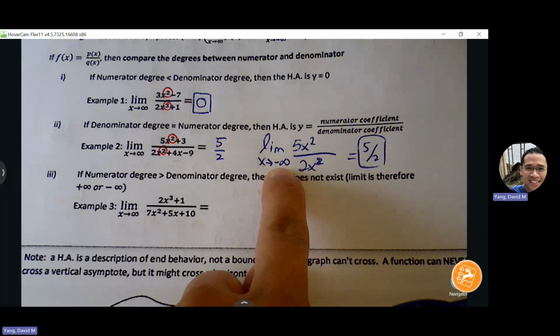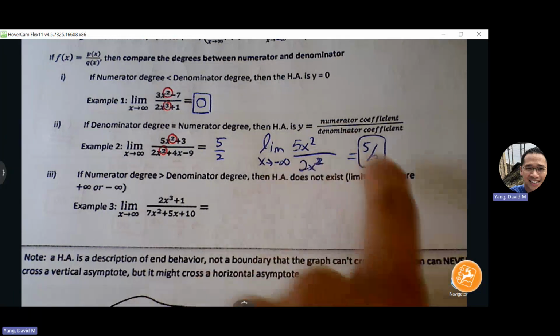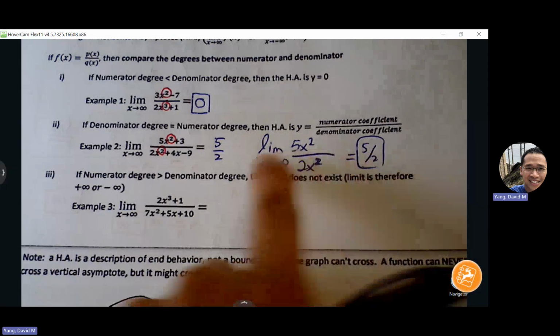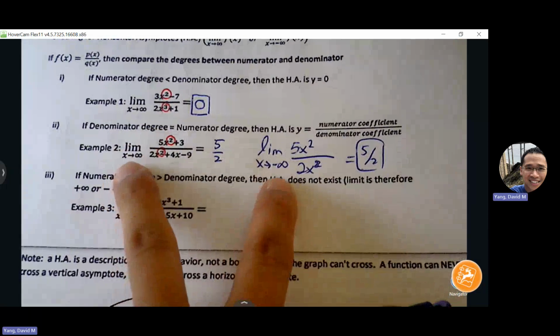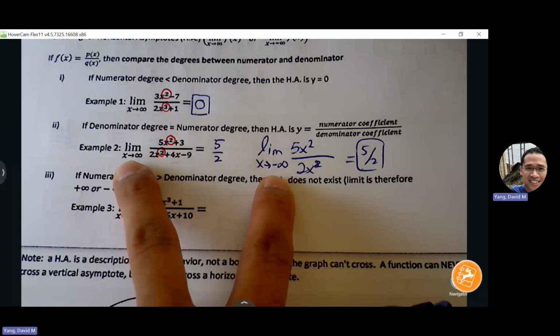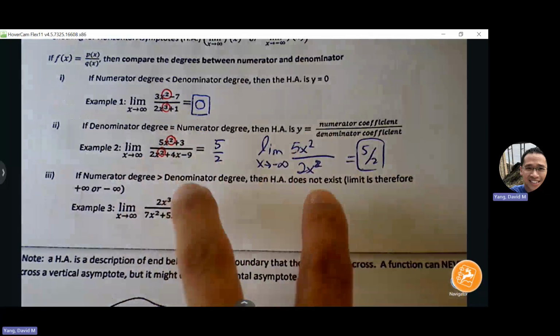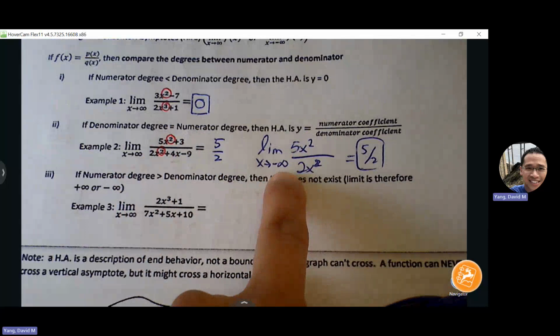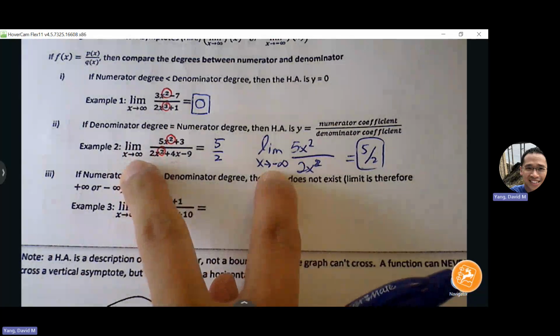I see some students, they see negative infinity, they feel like they gotta do something different with it. So they put in -5/2, okay? So it's gonna be the same coefficient, same asymptote on either side of infinity. So just take the ratio. Don't try to do anything with the sign change. There's no sign change, okay? It's gonna be the same, just the ratio, regardless of positive or negative infinity.